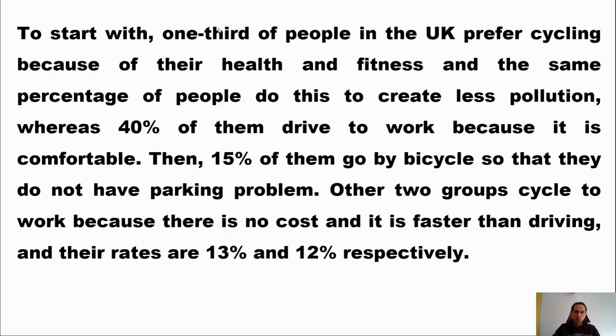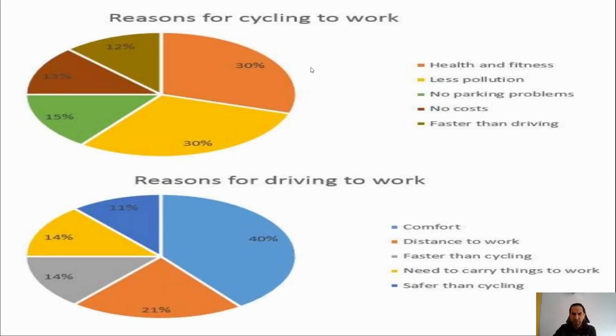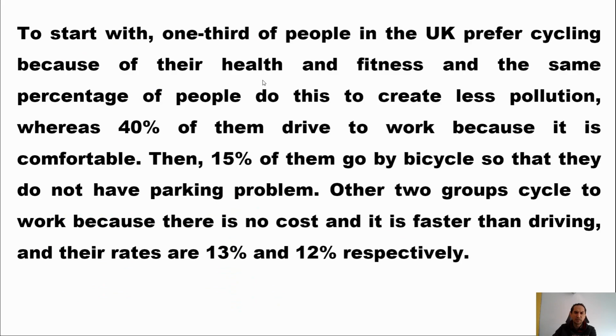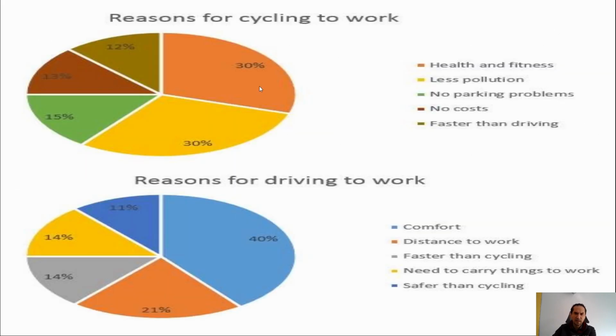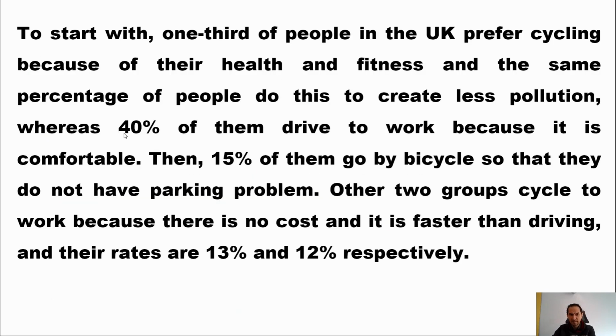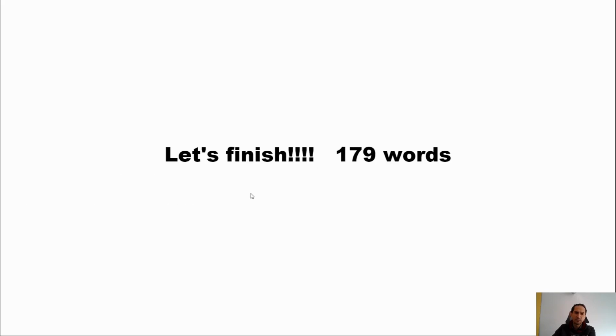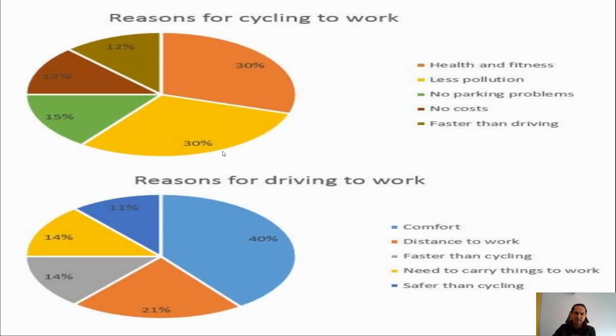To start with, 1/3 of people in the UK, you see, 1/3 of people in the UK prefer cycling because of their health and fitness, and the same percentage of people do this to create less pollution. So I gave these two, and I'm continuing, I didn't stop. And whereas 40% of them drive to work because it is comfortable. So you see, this and this are finished in one sentence. That's it.